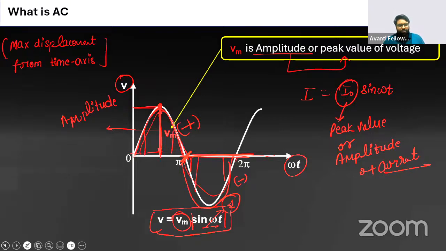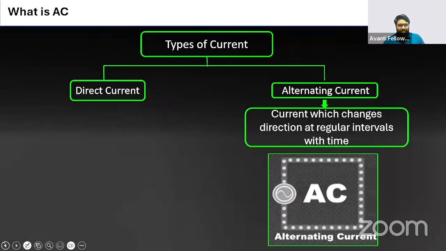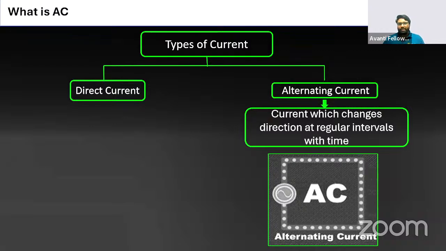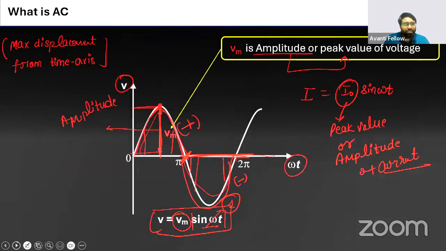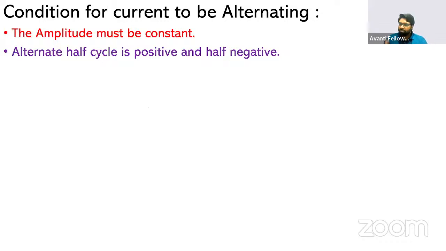Why is it so? In the very beginning, I have told you that current which changes the direction at regular intervals with time is termed alternating current. So firstly, if it is moving positive, then it has to move in the negative direction. Okay? So that is why the condition is framed in such a way that alternate half cycle is to be positive and the other half cycle should be negative. I think this is clear to you.